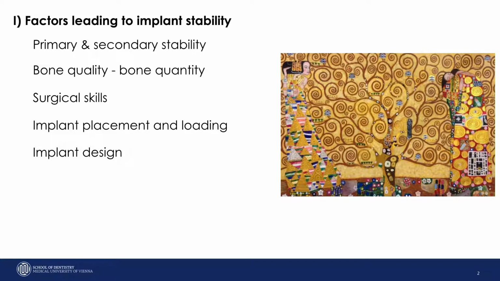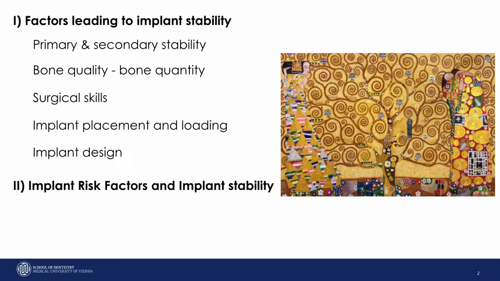We will talk about primary and secondary stability, as Paul has already highlighted. I will talk about bone quality and bone quantity, the surgical skills, which are also very important for the primary implant stability and maybe also for your implant outcome, the implant placement procedures and loading protocols, and implant design. And last but not least, I will talk about the implant risk factors from a systemic point of view, which is osteoporosis and diabetes.